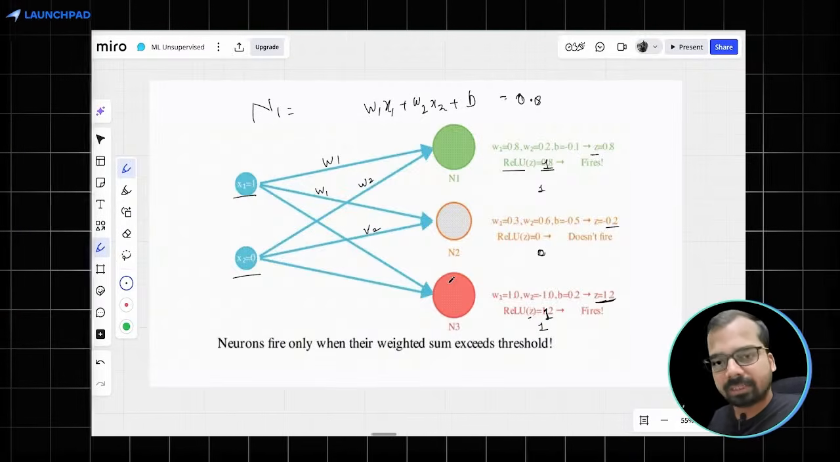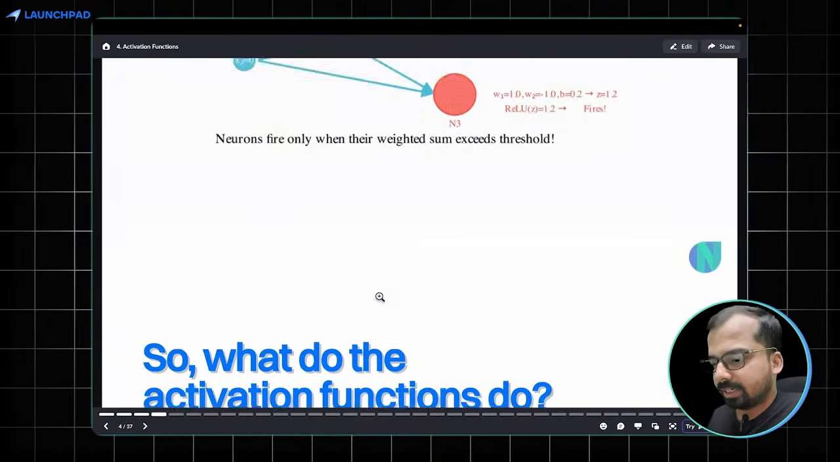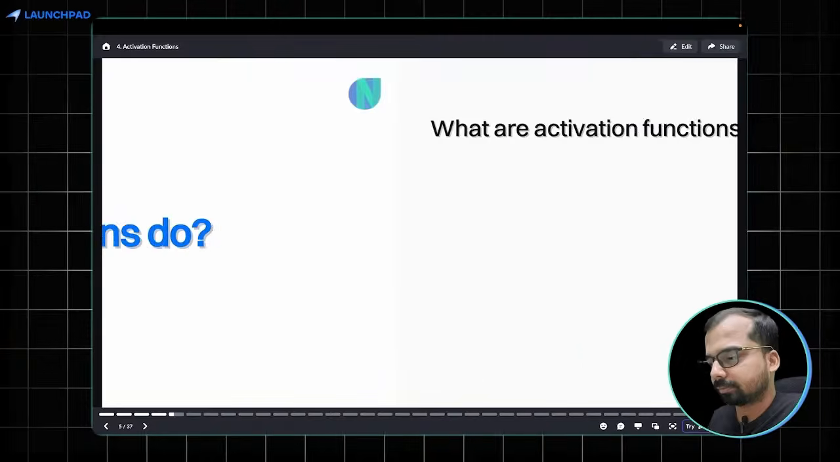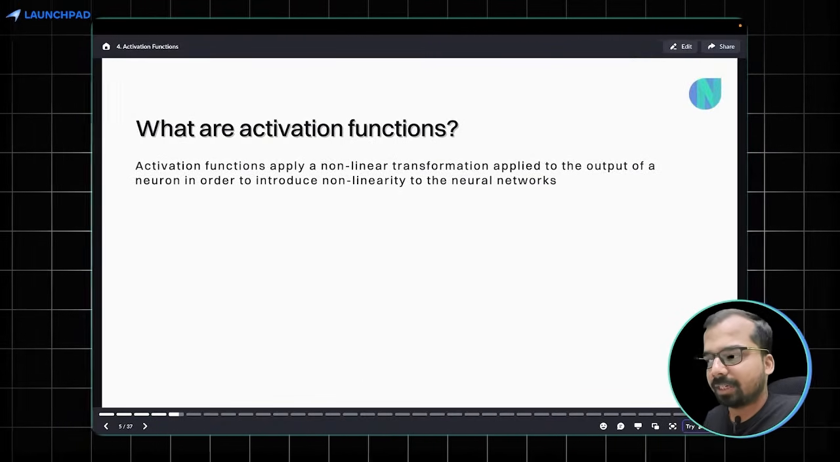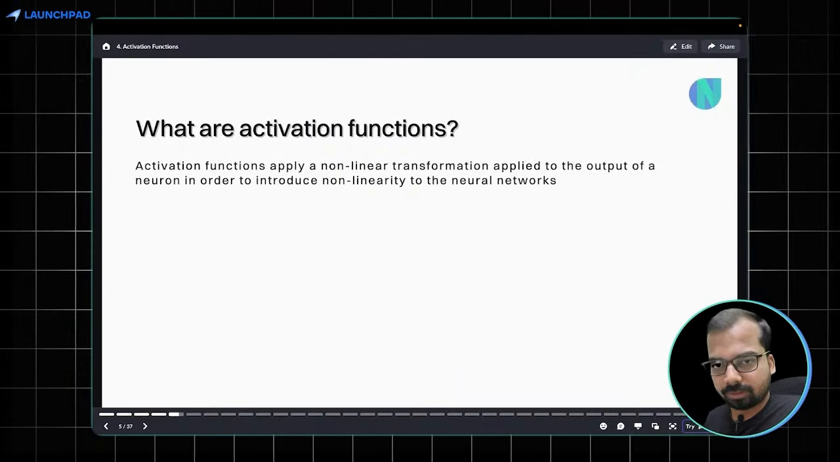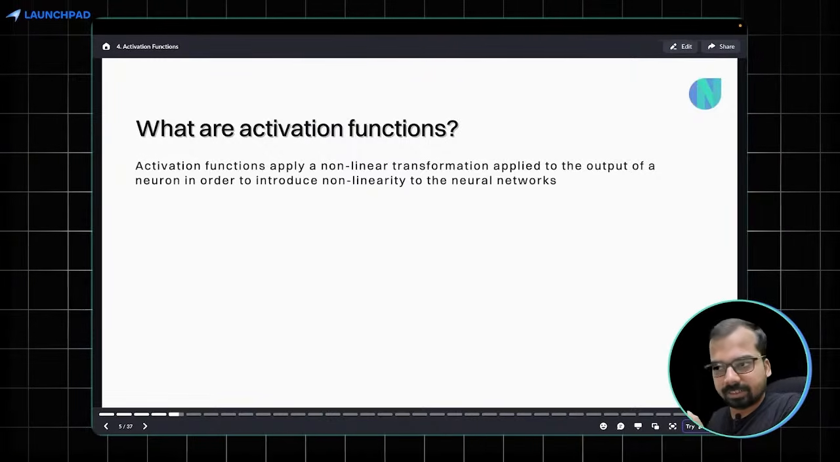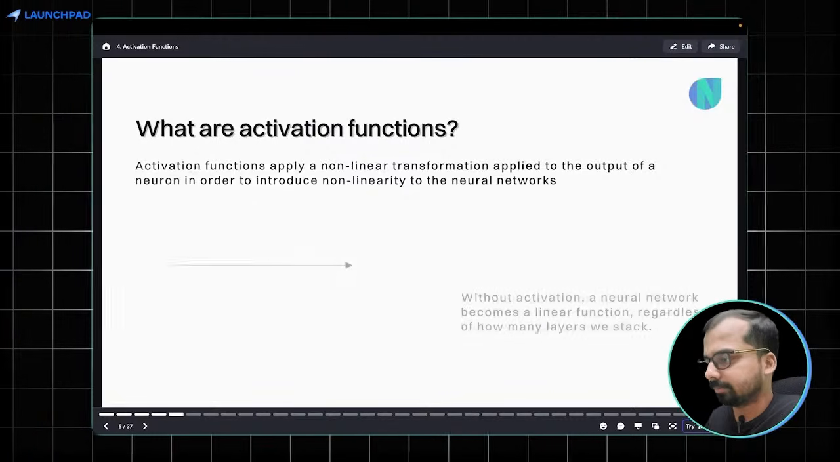So there are various types of activation functions. Let us see those. So what are activation functions? Activation functions apply a non-linear transformation to the output of the neuron. The output basically means that weighted sum, in order to introduce non-linearity to the neural network.